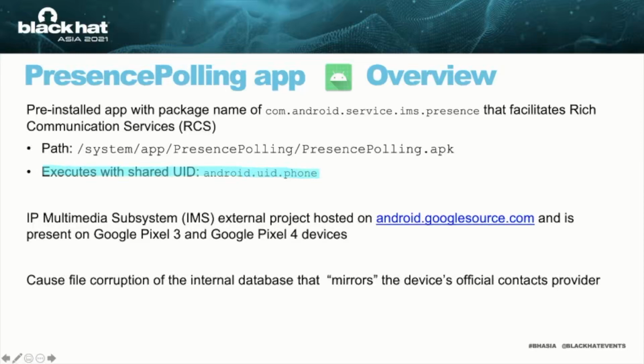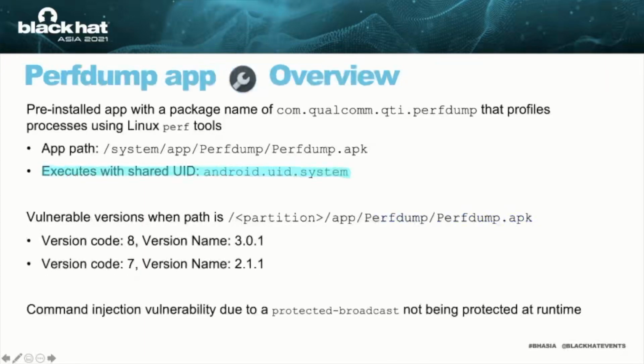So a third-party application can send these broadcast intents, and one of them will cause file corruption on an internal database, because this database mirrors the official contacts provider. And when a third-party application sends a broadcast intent, it will essentially copy all the user's contacts into the database, independent of whether they're there or not, thus increasing the size. And this can be repeated over and over arbitrarily to increase the size of the database in an app that's running as the phone UID.